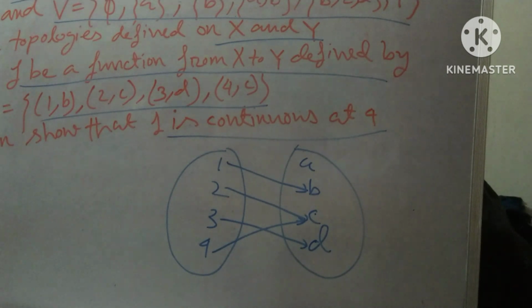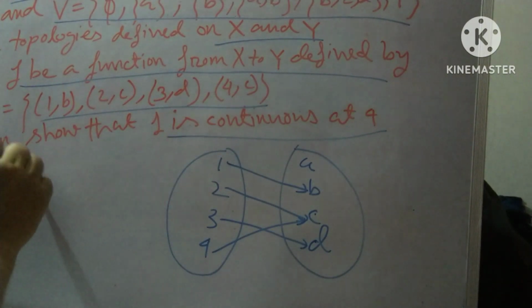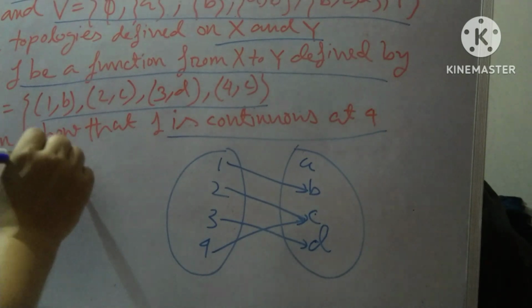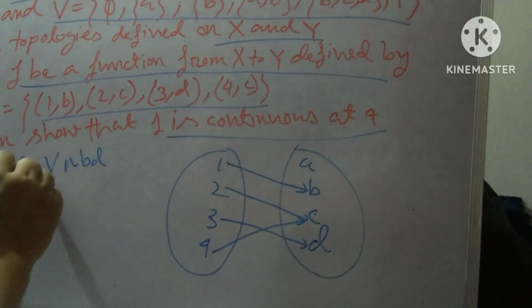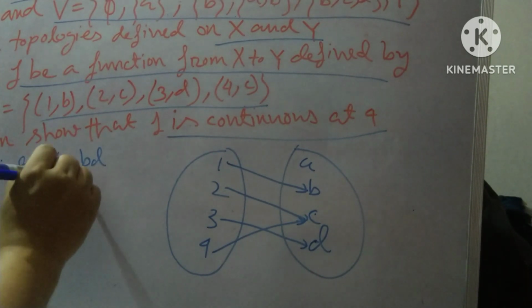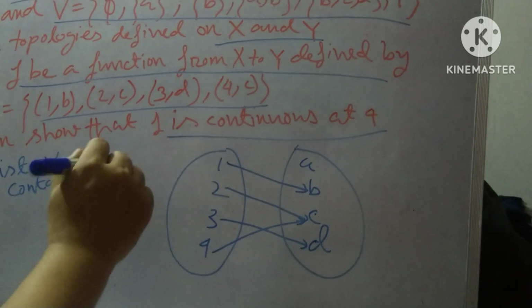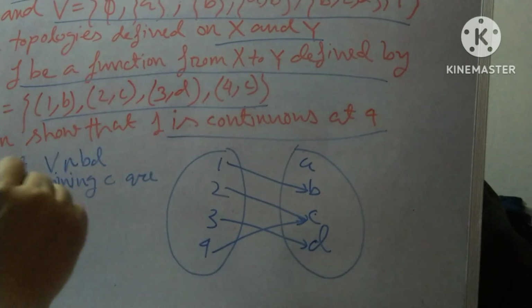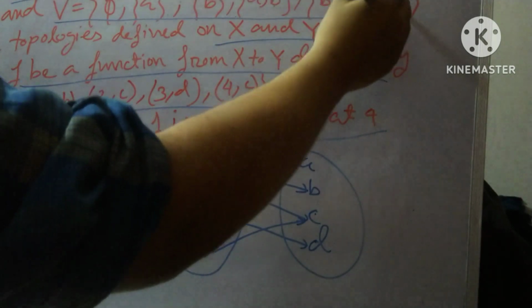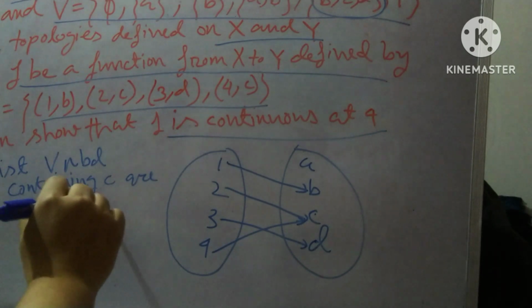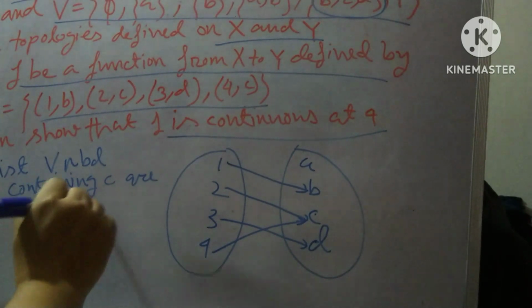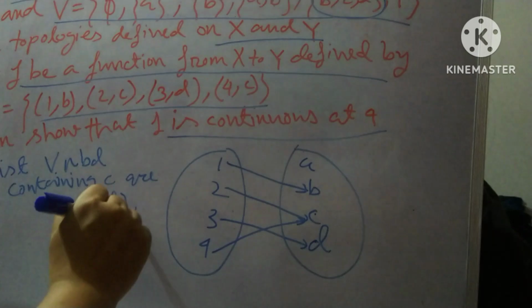So the list of V-neighborhoods containing c. You see that {b, c, d}, and another is Y. So it is {b, c, d} and Y.